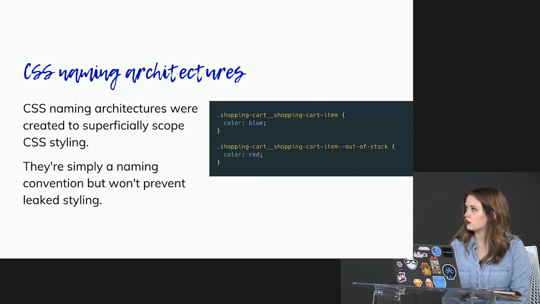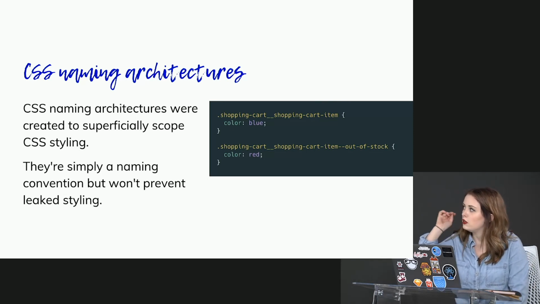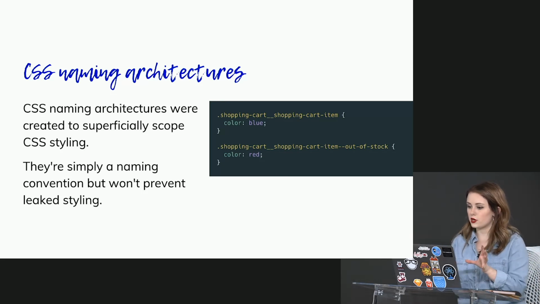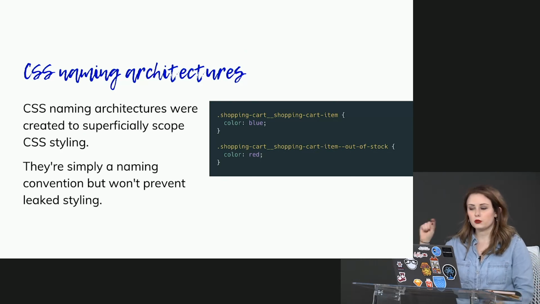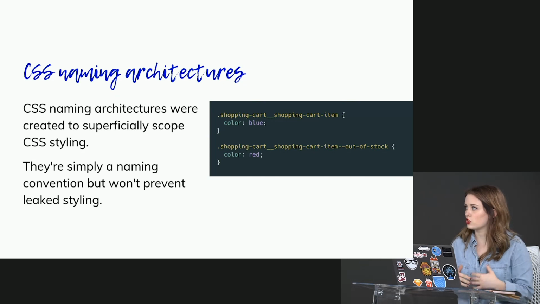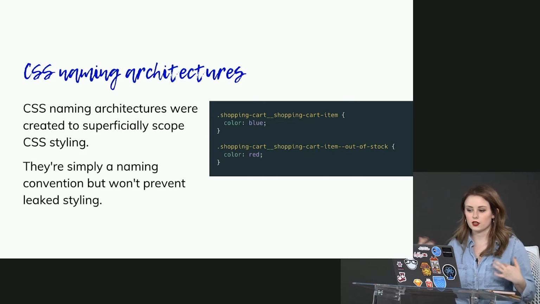So we can see here this block element modifier type of styling. Those two underscores differentiate the block and the element. So the block is the shopping cart and the element is the item within that. A modifier, you would see two hyphens, and this would be like shopping cart item selected or shopping cart item disabled. It's just kind of like a modifier, for example. But again, this doesn't prevent leak styling.